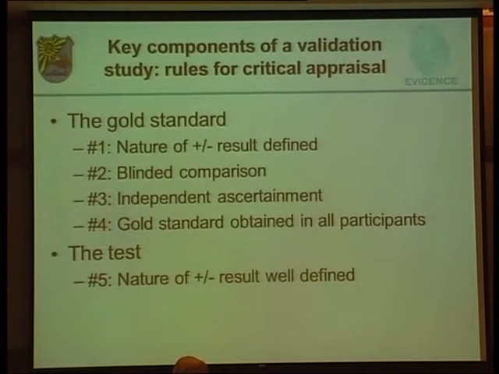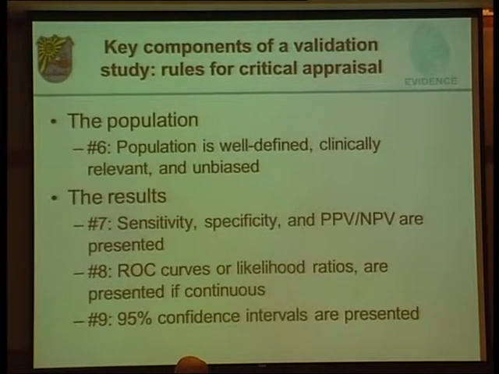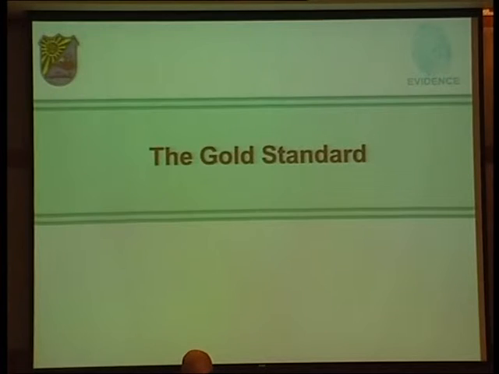Next, the test, the nature of the positive and negative result, and the population. This is really, really important. Is it well-defined, clinically relevant, and unbiased? And then the results: are the sensitivity, specificity, and positive and negative predictive values presented? And then is there an ROC curve or likelihood ratio? And then are 95% confidence intervals included? We're going to go through all of these. So we'll start with the gold standard.